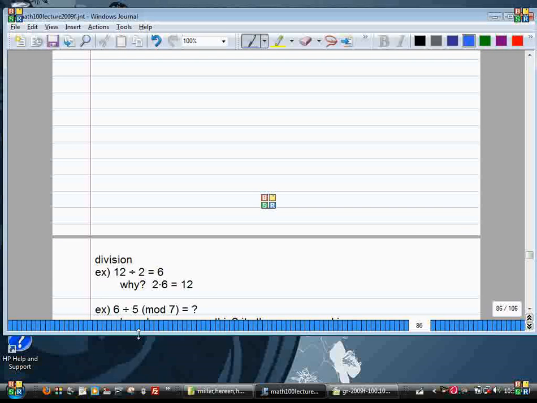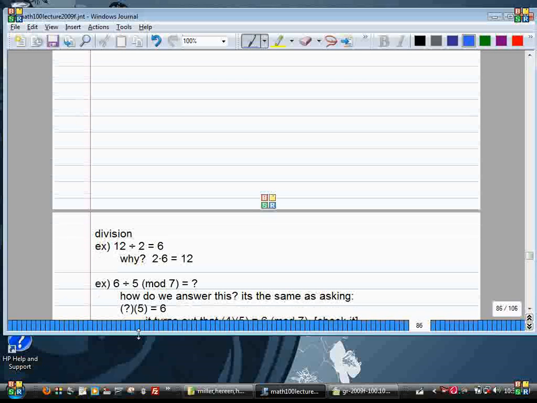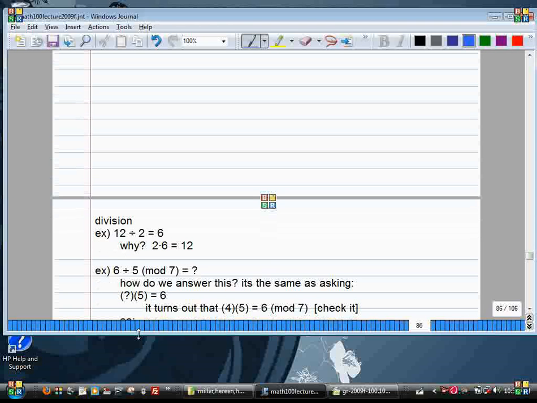So we're going to have to only be able to use the other way. And the other way says, what times 5 gives us 6? Right? In the same way that when 12 divided by 2 equals something, we said 2 times what gives me 12. So this is the way to think of division in mod. Okay? So now it turns out that 4 times 5 equals 6 mod 7. In fact, we just did this problem.